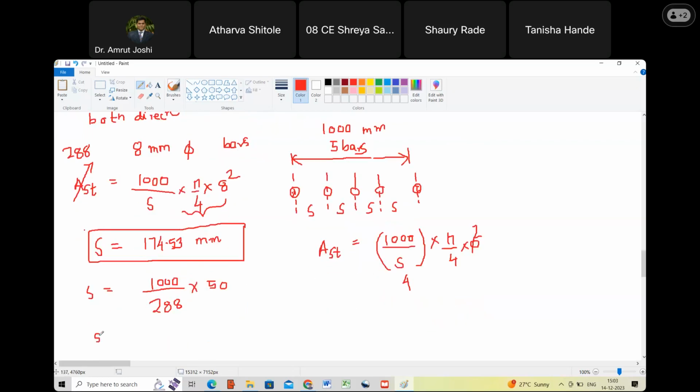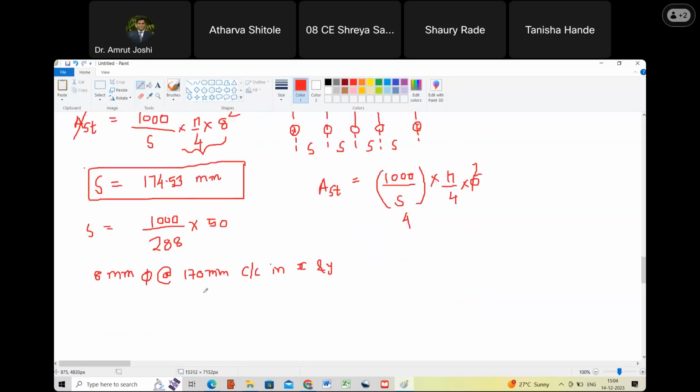So therefore we will provide 8 mm phi at kitna spacing? 170 mm spacing, center to center in both directions, in X and Y. Are you with me? Yes, sir. And where? At bottom. So in bracket B.